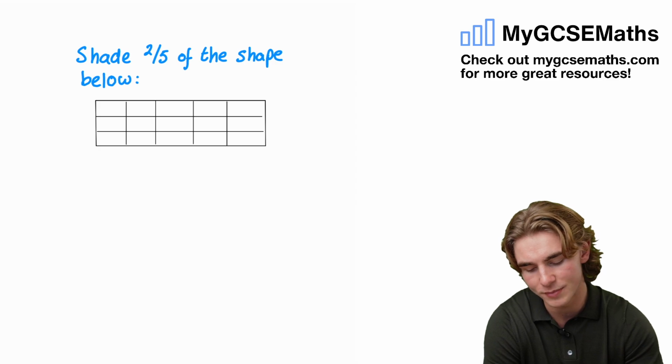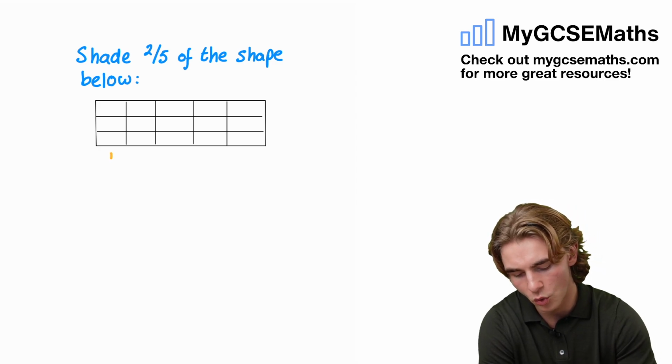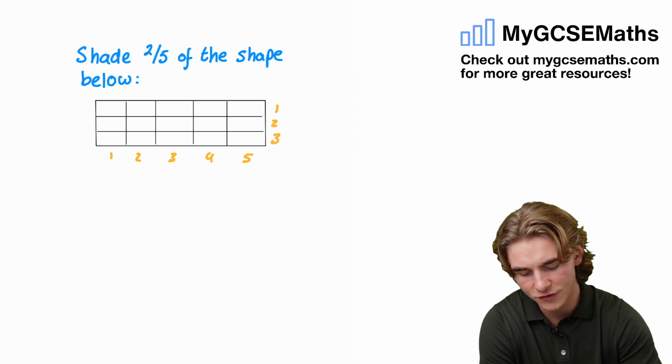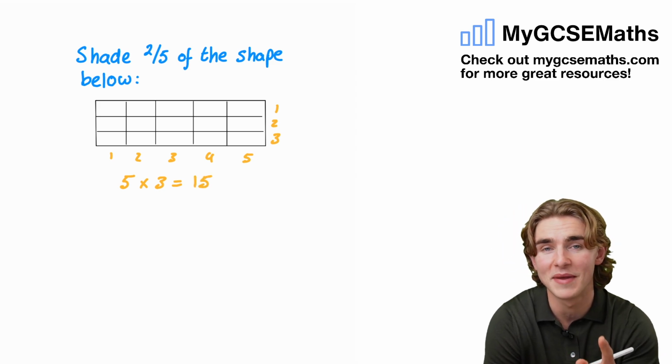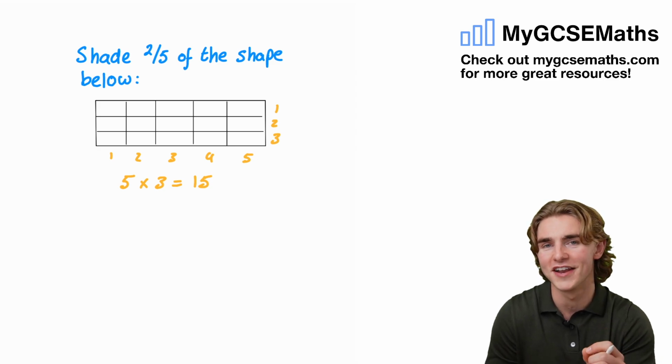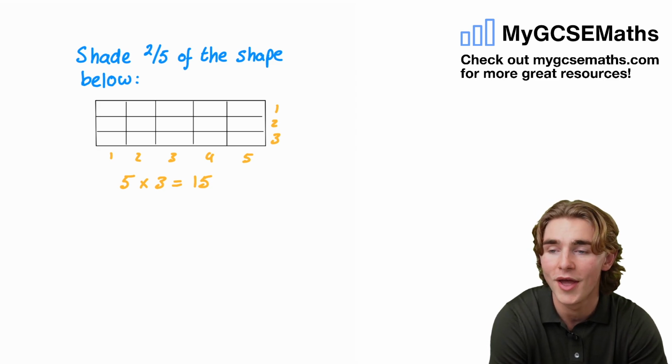A different way to do that would be to work out that there were 5 columns, 1, 2, 3, 4, 5, and that there were 3 rows, 1, 2, 3, and then to have done 5 times by 3. That is going to be another way to work out the total number of parts. That one's going to be extra helpful when we have, for example, 100 parts or 150 parts. Then it's a little bit annoying to count them. So where do we go from there?